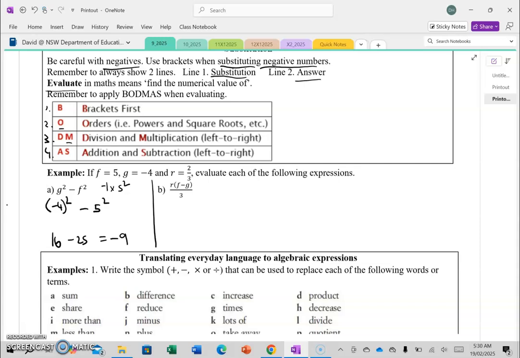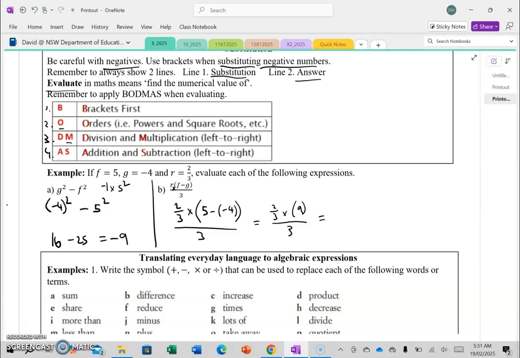Substituting here for the second one, that'll be 2/3. There's a times between the r and an open bracket. There's always a times. You've got f minus g, which is 5 minus bracket negative 4, and then that's all divided by 3. Let's simplify this a little bit more. I'm going to look inside the bracket first. If you're minusing a negative, it's the same as adding, so that's going to become 9 on 3. 2/3 of 9.